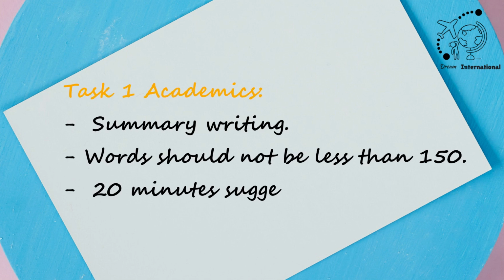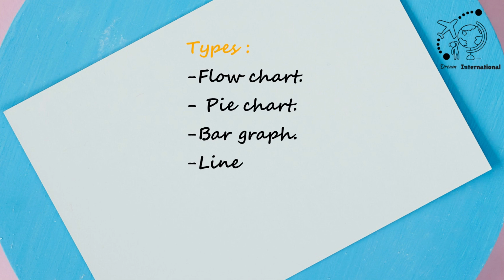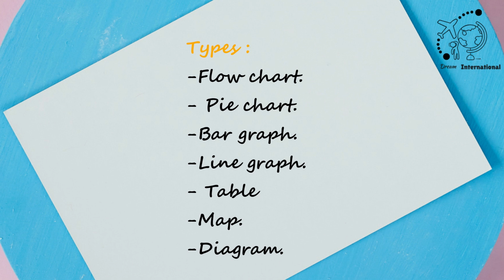We'll talk about academic first, as this is the summary writing of visual information. The word limit should not be less than 150 words, no upper limit, but it should go till 180 words only, not more than that. And 20 minutes are suggested to complete your task along with the proofreading. Let's take a look at the types of writing task 1 academic: flowchart, pie chart, bar graph, line graph, table, map, diagram. I'm going to make separate videos for each type, what vocabulary should be used, how you should frame your answers, everything. Now let's have a look at writing task 1, general training.